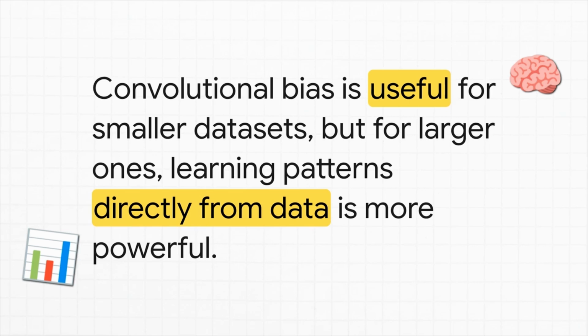But then, the researchers fed it a colossal dataset, 300 million images. And when they did that, the whole story changed. With enough examples, the vision transformer didn't just catch up, it started to completely blow past the old methods. The takeaway was clear. For huge datasets, letting the AI learn the rules directly from the data is way more powerful than giving it a head start.